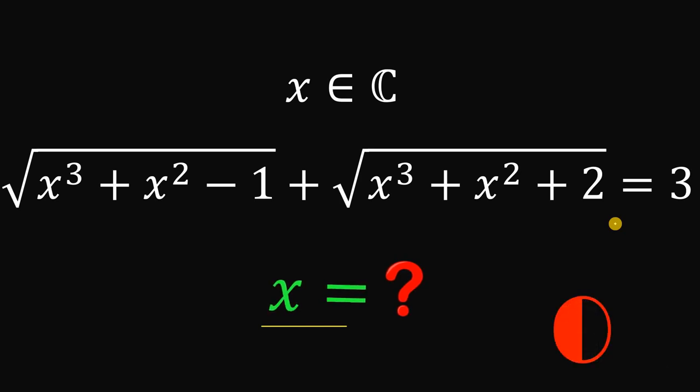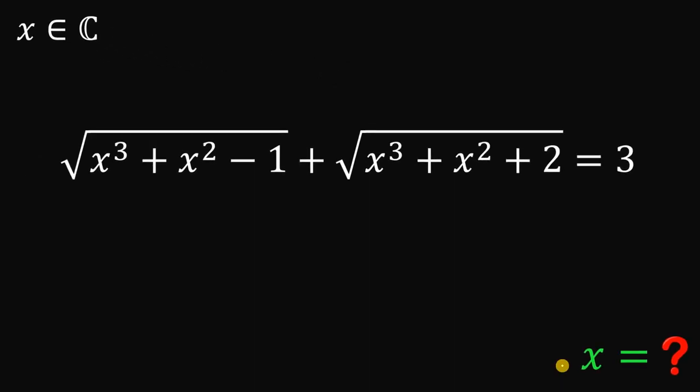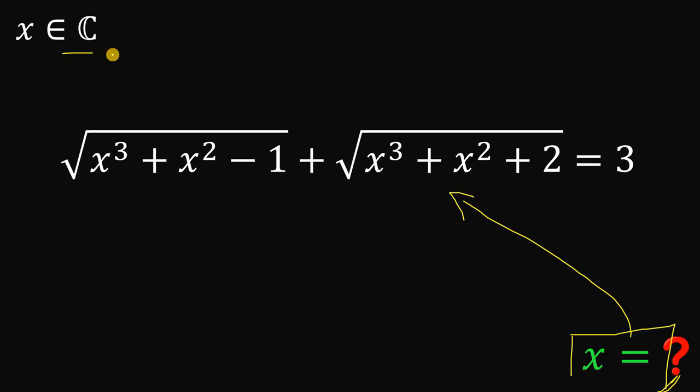And now let's answer this question together. Alright, so our goal here is to solve for all possible values of x that satisfies this crazy equation having two square roots. When we say all possible values of x, we can say that x must be an element of the complex numbers. So our answer is not limited to the real numbers.